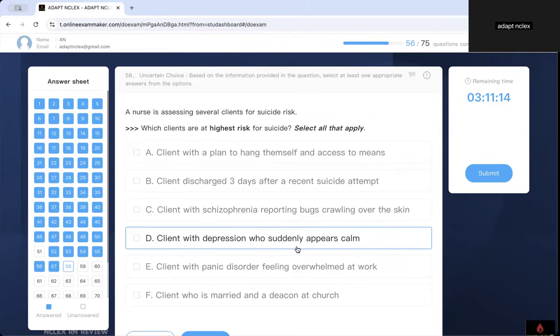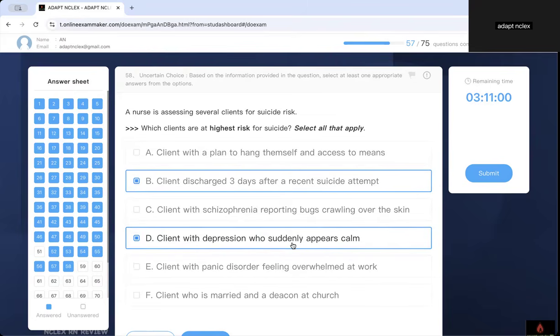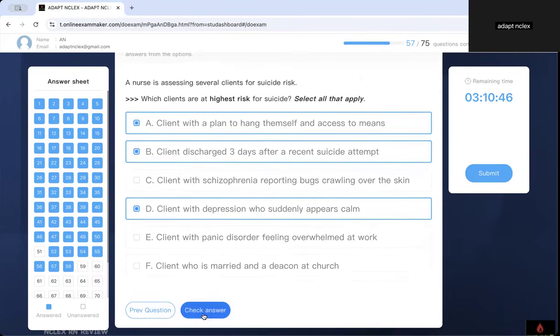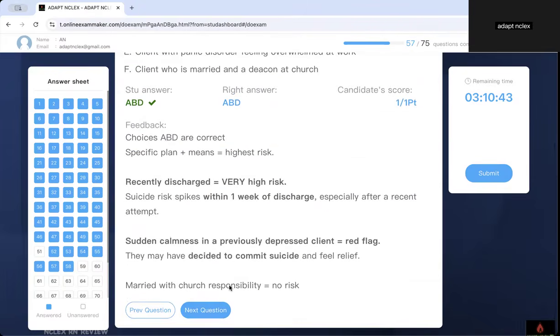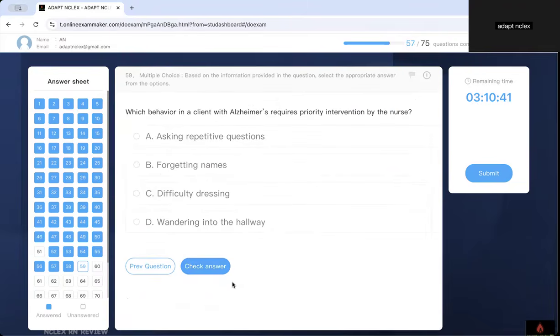Client with depression who all of a sudden feels good, bad problem. Schizophrenia with tactile hallucination is okay. If you just got discharged from the hospital, suicide risk. And if you have a plan, bad problem. If you're unemployed, problem. If you have access to a weapon, problem. Watch for that. NCLEX is going to ask you. Those are our suicide risks.